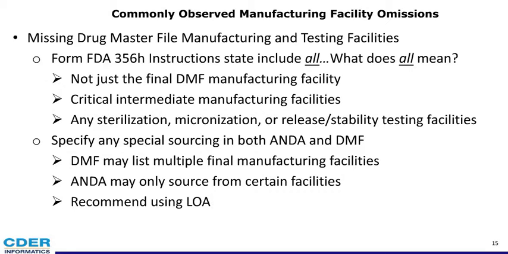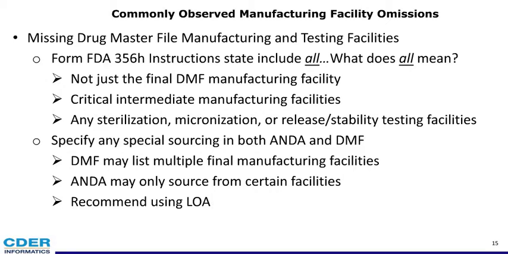the FDA 356h instructions do state include all. And I think what sometimes people struggle with is, what do we mean by all? It's not just that final DMF manufacturing facility, right? Yes, that is the source of the API, but is that the site that's release testing the API? Is there a critical intermediate that's more upstream? Is that final site only doing a one-step synthesis, but really there's another site that does the synthesis that gives you the major structure of the API? And then any sterilization or micronization sites as well.